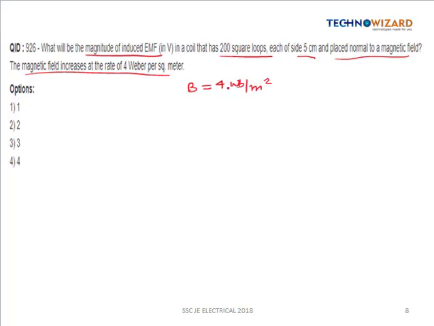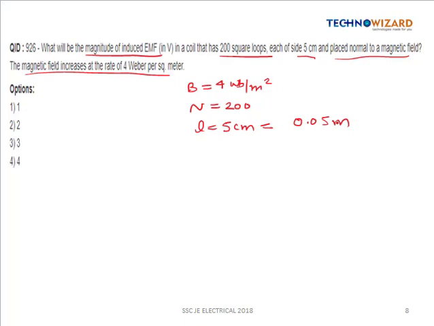Also, 200 square loop means the number of turns is given, which is 200, and each side is given, meaning the length of the square loop is given, which is equal to 5 centimeter. So we have to convert this into meter, so it will be equal to 0.05 meter.